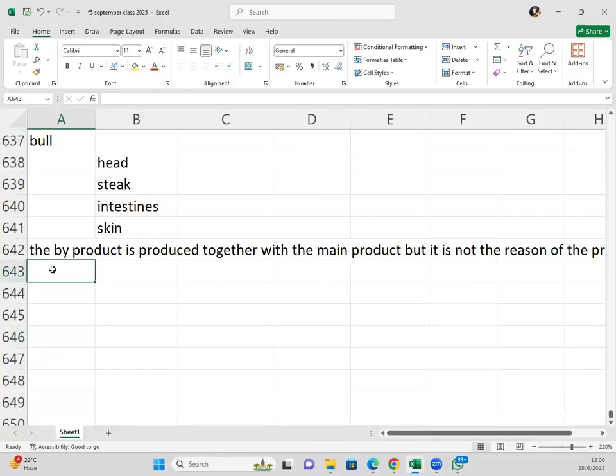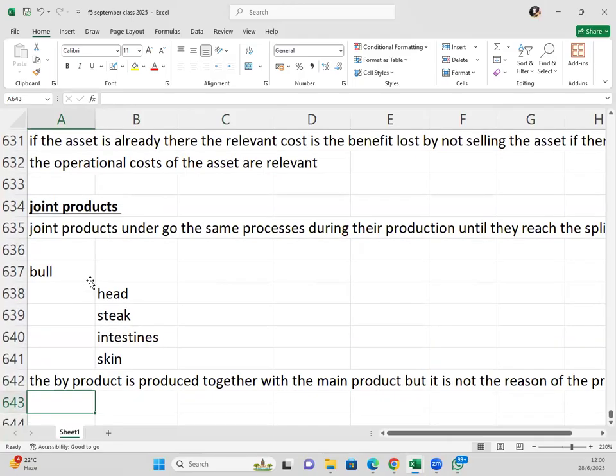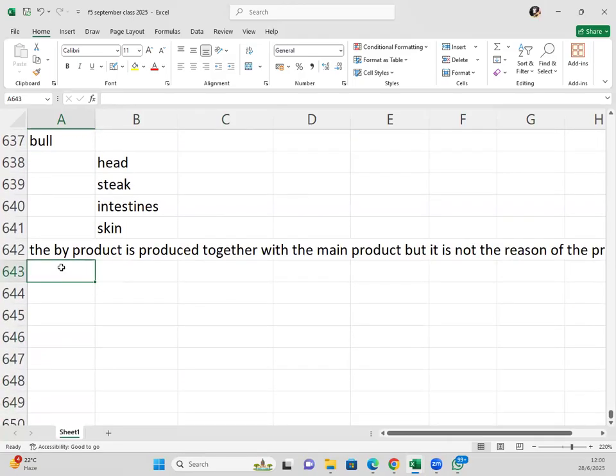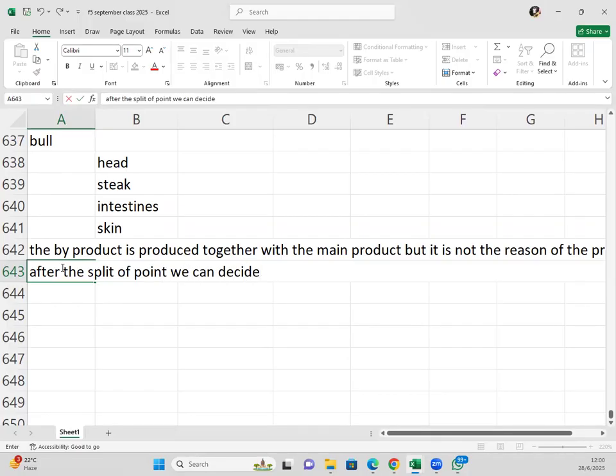So the joint products undergo the same process. I think I've mentioned that on top. They undergo the same process until they reach the split off point. So the split off point for our example is now when the bull has been slaughtered. Now we are having the head, the steak, the intestines, these different products. So after the split off point, we can decide whether or not to further process the products.